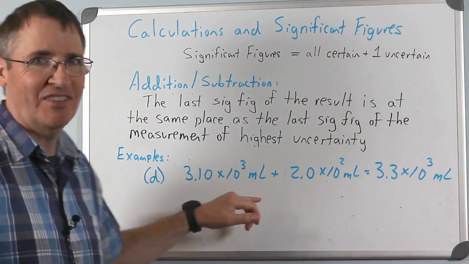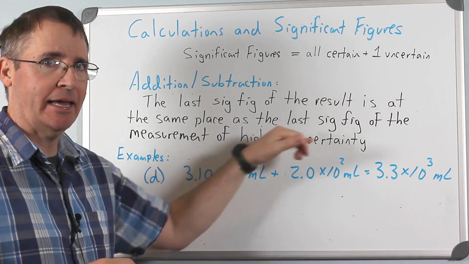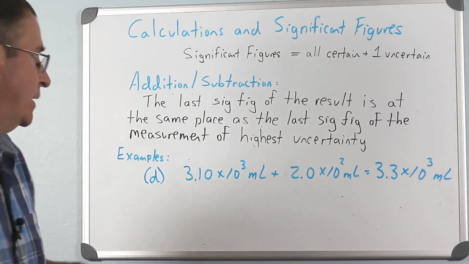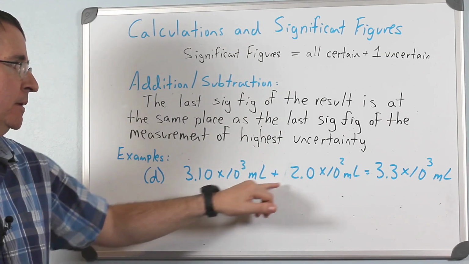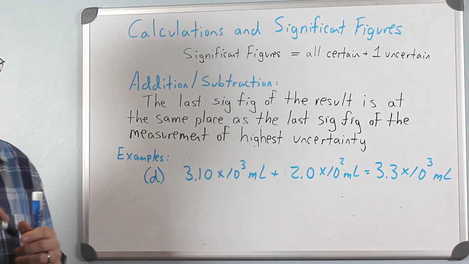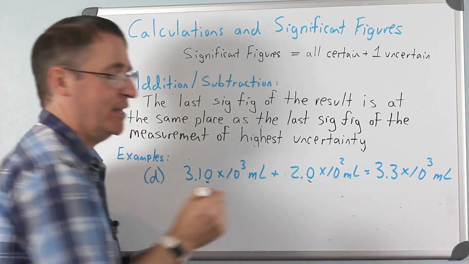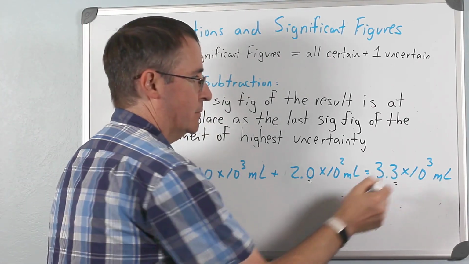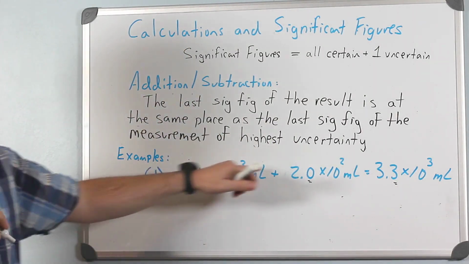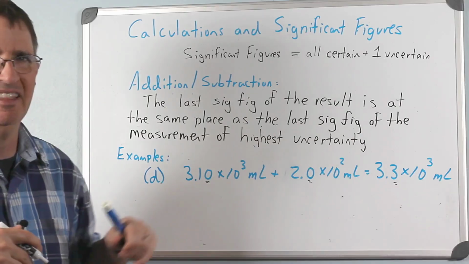One more example, this one involving scientific notation. With scientific notation, we have to be a little bit careful because before we can apply our rule, we want to make sure that the exponents of two or more measurements are all the same. Here we have 3.10 times 10 to the third milliliters plus 2.0 times 10 to the second milliliters. If we're not careful, we might have this logic. We might say, well, we have the hundredths place here, the tenths place here, so our final answer would be good to the tenths place, and 3.3 times 10 to the third would be our answer. But that's actually incorrect because the exponents are different. Before we apply our rule, we need to make sure that these exponents are, in fact, the same.